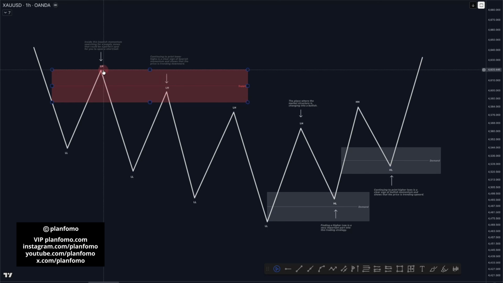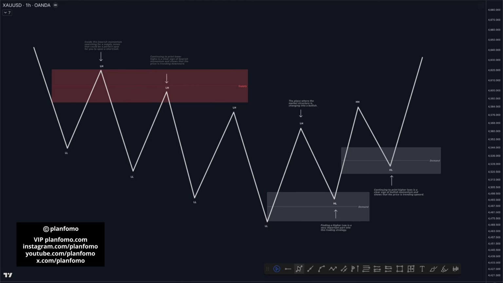All right, I found a rejection. We printed a lower high because this high is lower than this one. Let's just imagine, based on this illustration, another drawdown. We found a support once again, but this support is lower than the previous one.